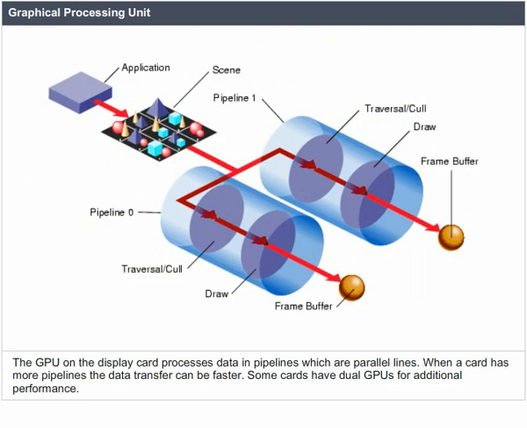The GPU on the display card processes data in pipelines, which are parallel lines. When a card has more pipelines, the data transfer can be faster. Some cards have dual GPUs for additional performance.